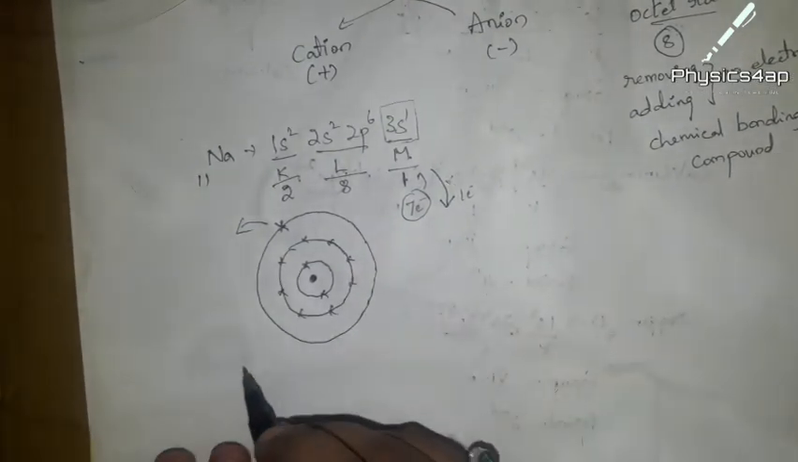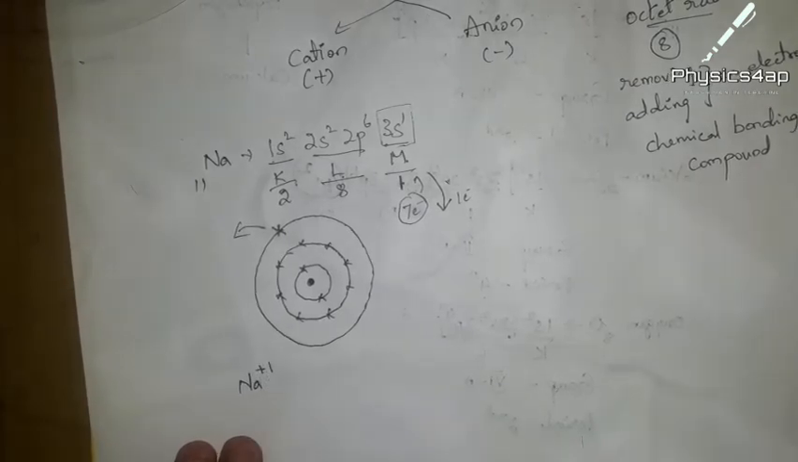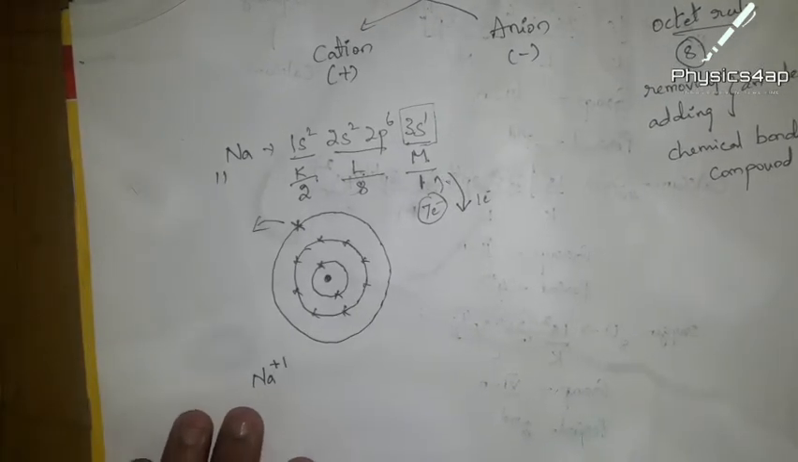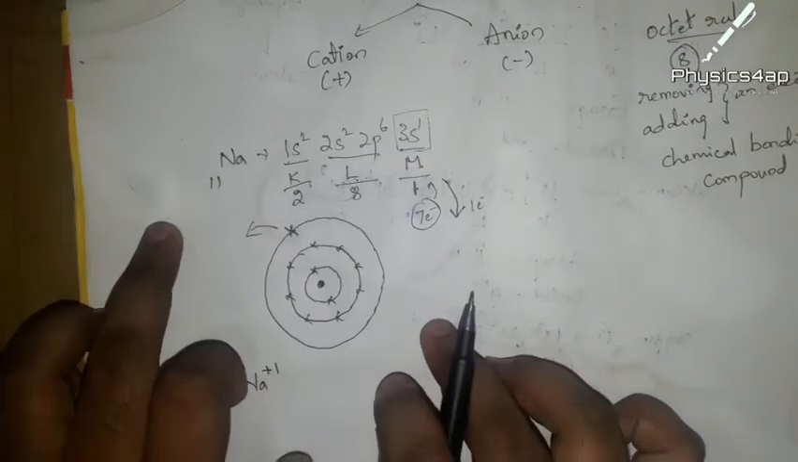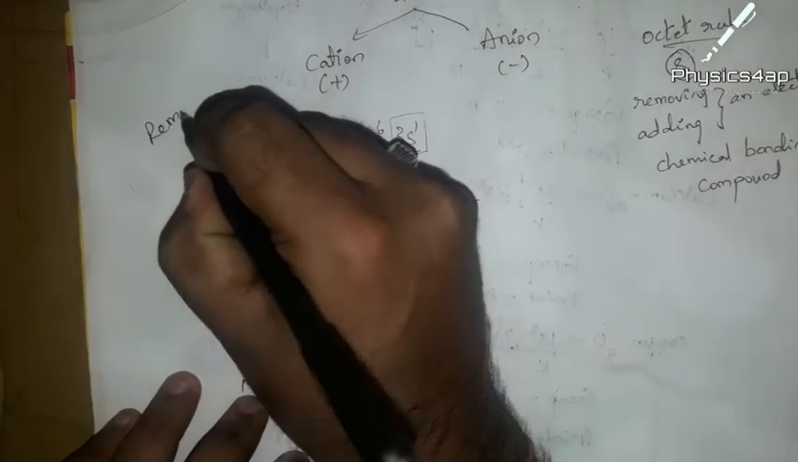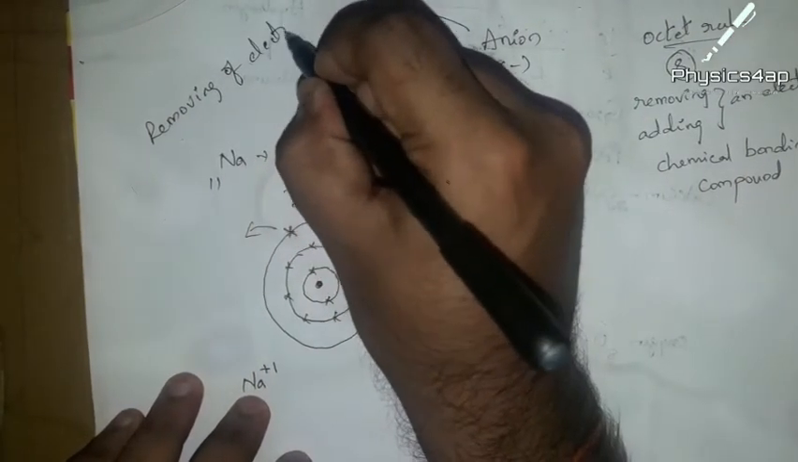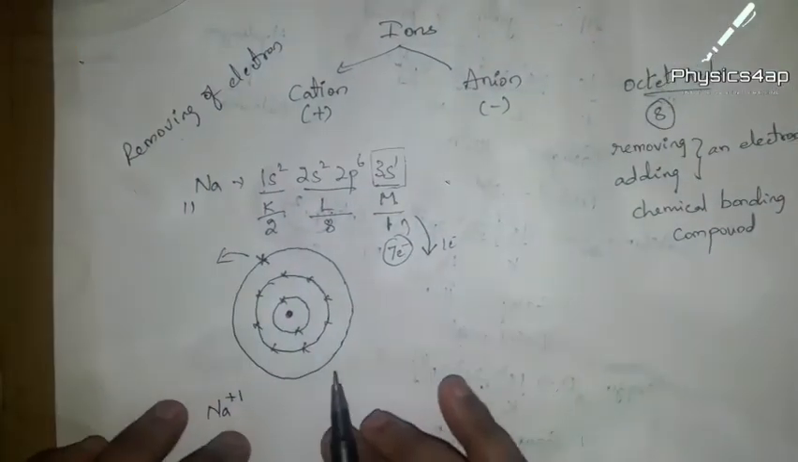So by removing an electron, what will we get here? Sodium will become Na+1. That means it will become a positive charge. So when we remove an electron, we get a cation. Cation is nothing but the removing or losing of electron.